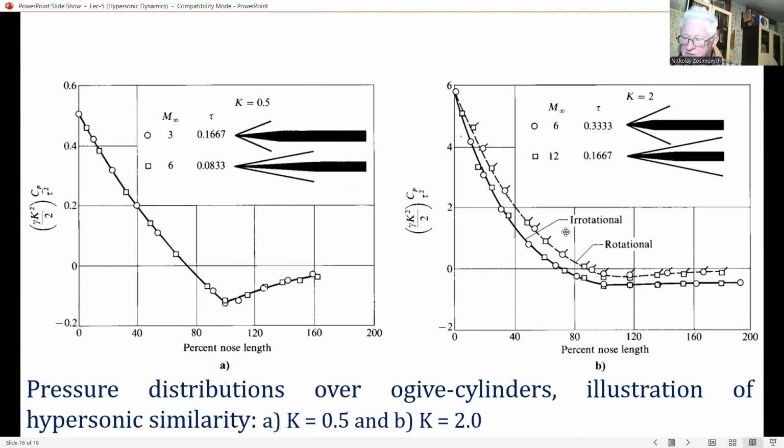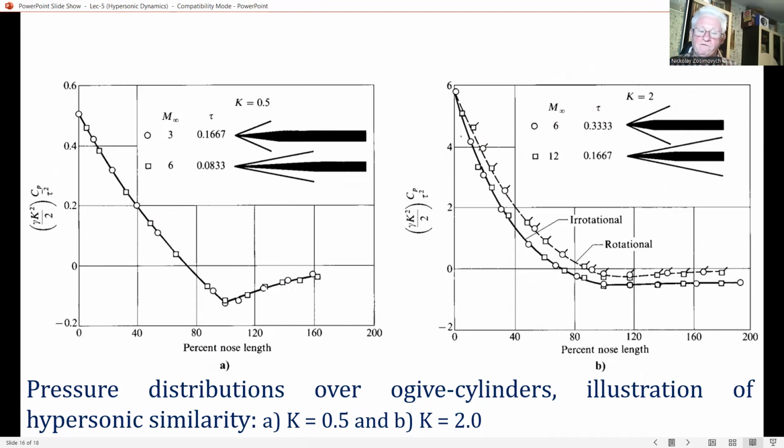And the effect of rotationality is to increase the value of Cp, as you can see here as a percent of nose length. However, researchers Nice and Eric state that there are no significant differences between the rotational and irrotational calculations for the low K value, as you can see for K 0.5 and K 2, which is why only one curve is shown on the left side. One can conclude from this comparison the almost intuitive fact that the effects of rotationality become more important as M infinity and tau, or both, are progressively increased.